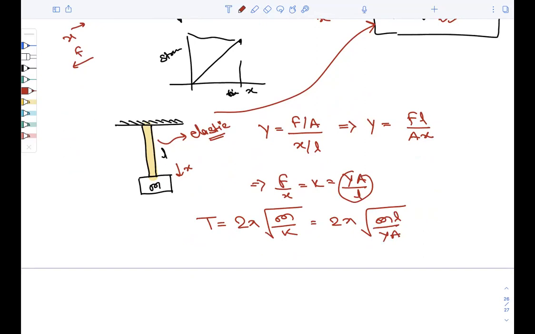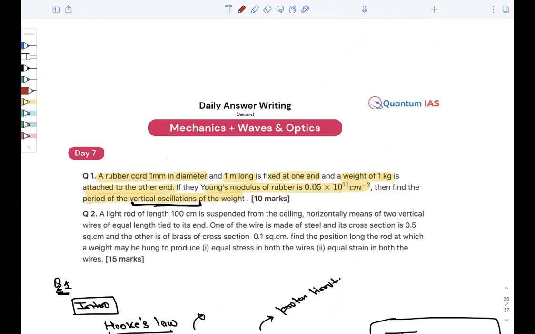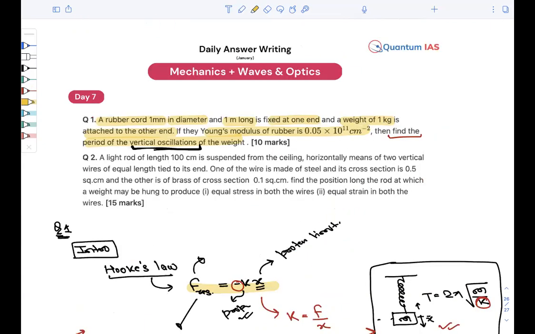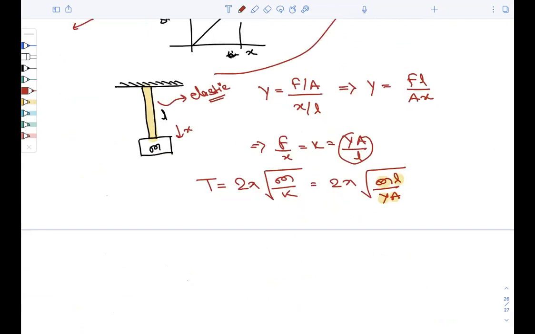Now, an important thing to note here is what you will conclude in the oscillation. First of all, if you put in the values, M is given, L is given, Young's modulus is given, and area is given. How is area given? Because they have given the diameter, so area will be equal to pi d square by 4. Just put in the values. Whatever time comes, it will be small in magnitude. You can check it. That means the period of oscillation will be very small. So you can conclude this in your answer.